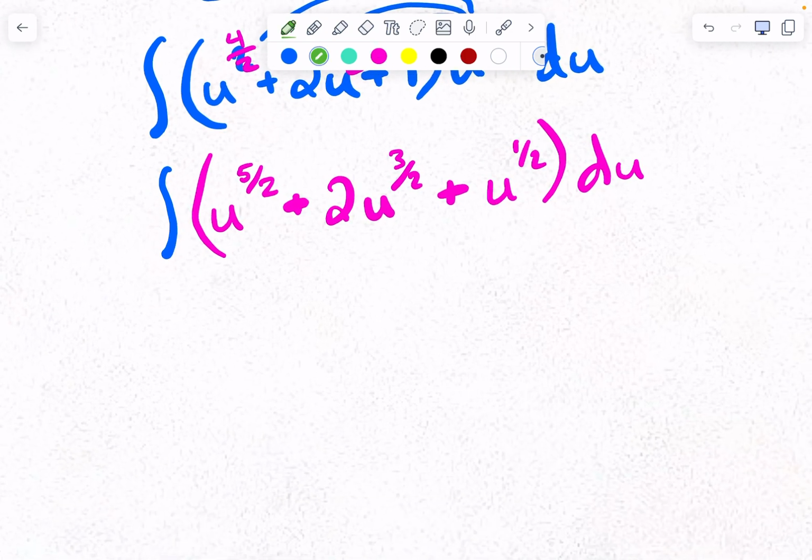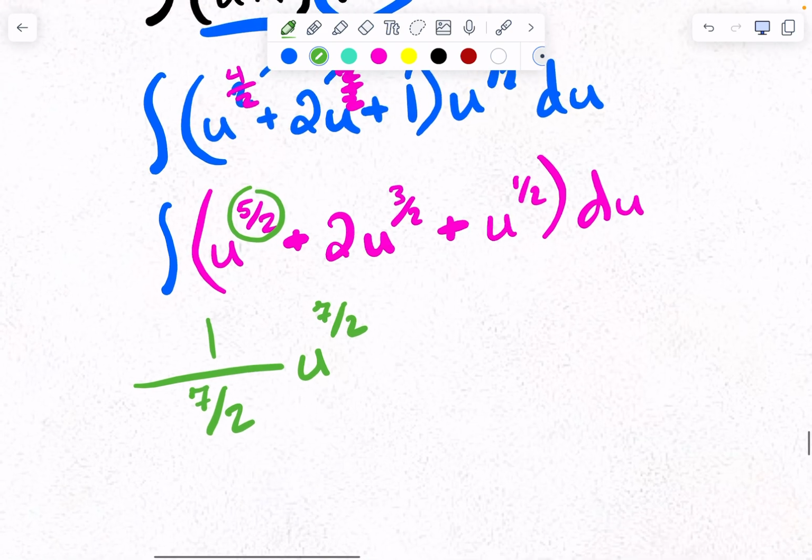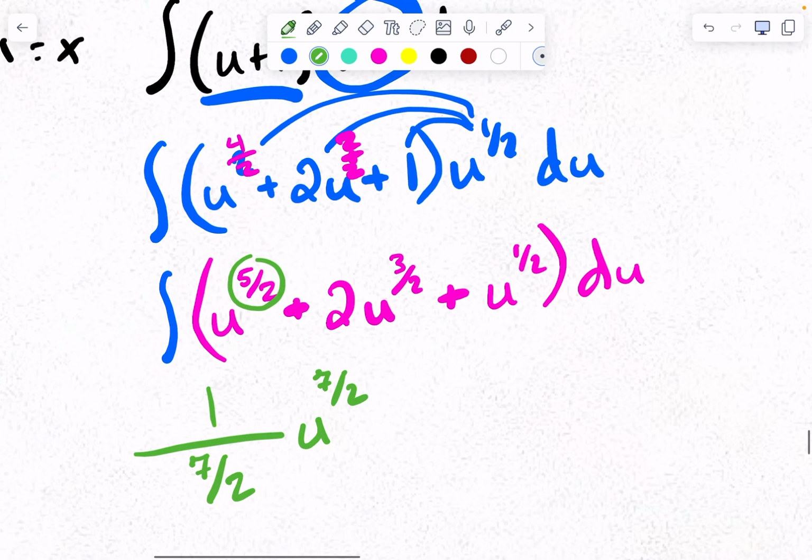Okay. 1 over 5/2 plus 1. What's 5/2 plus 1? 7/2. 5/2 plus 1 is 7/2. So u to the 7/2. Wait, I thought we were to add one. Why did we add 2? Because this was 2 already to begin with. No, this was u squared.